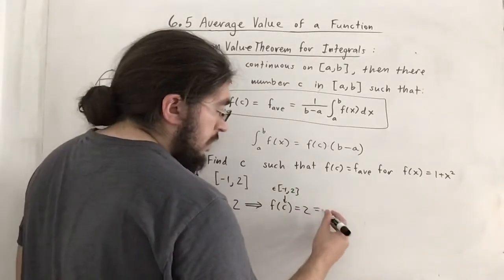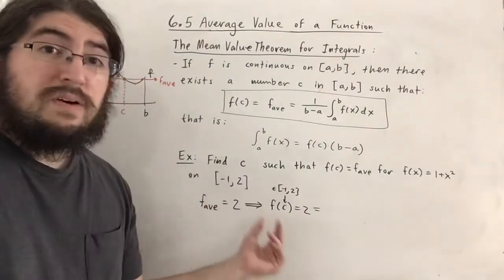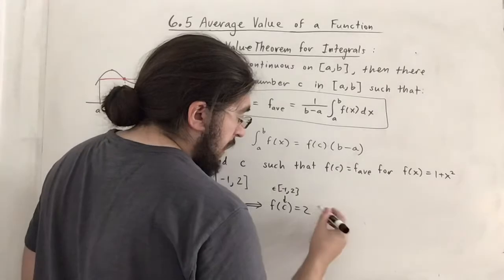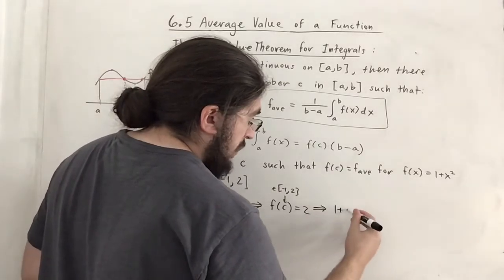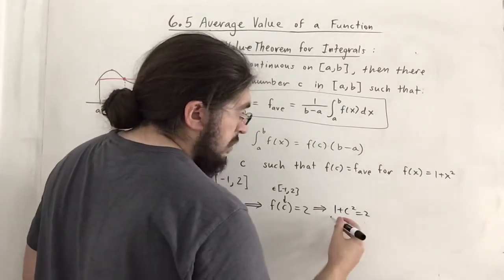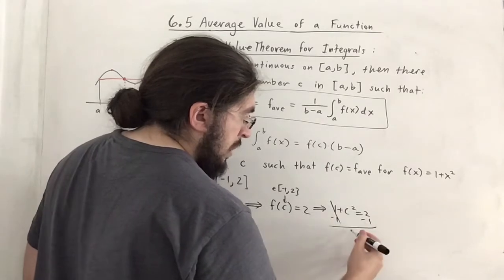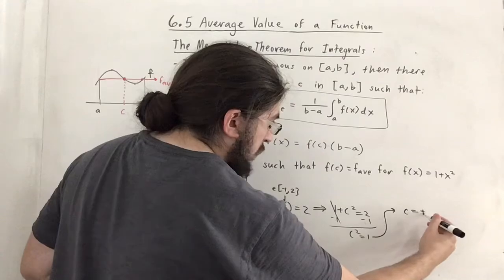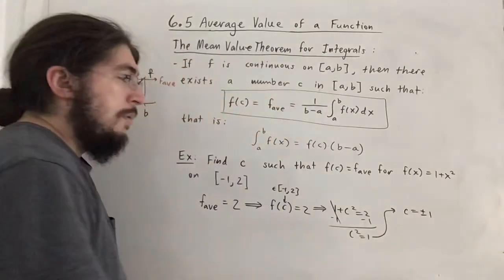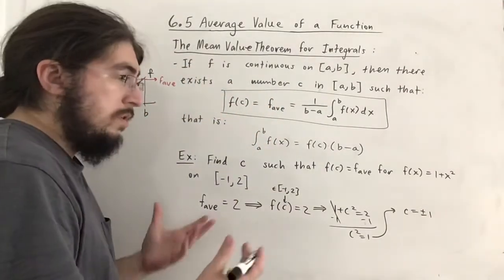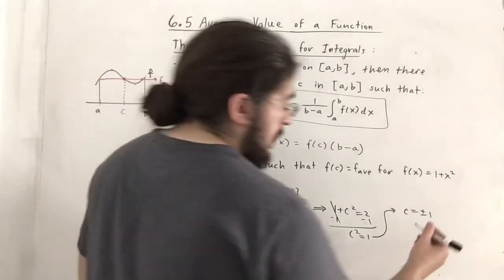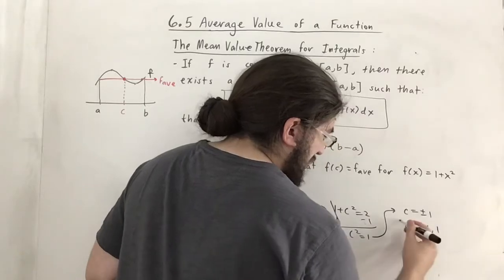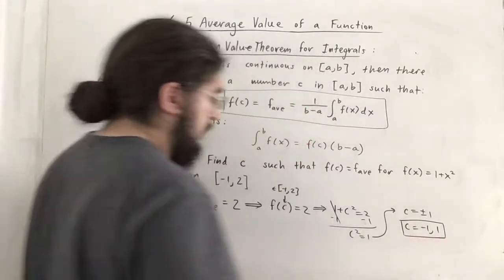And what is c? Well, we don't know what c is, but what is f of c? f of x is 1 plus x squared. So that means that f of c is 1 plus c squared, which is equal to 2. So of course when you subtract 1 from both sides, you get c squared is equal to 1, which implies that c is plus or minus 1 when you take the square root. And both of these values are actually in this interval, so those are our values. Just to write it as a comma separated list, it's c equals -1 or c equals +1.